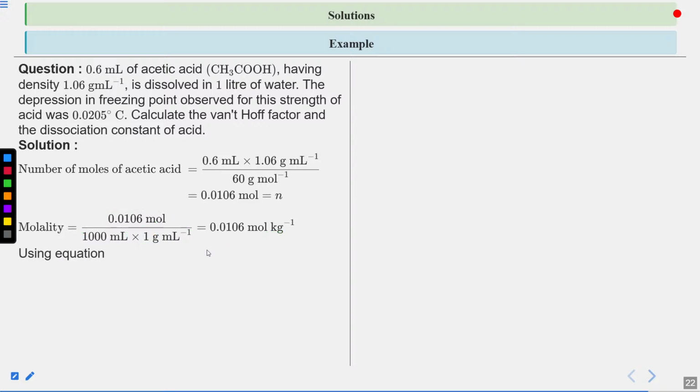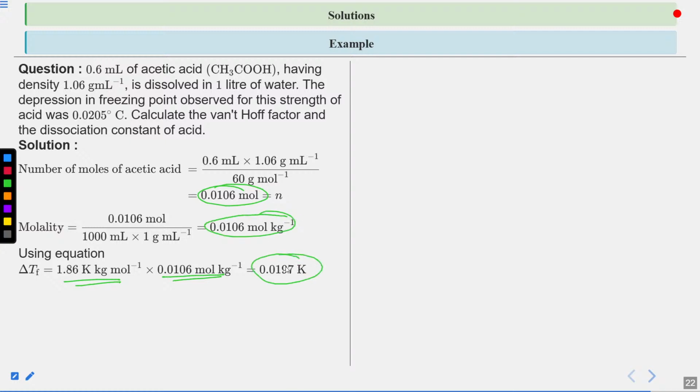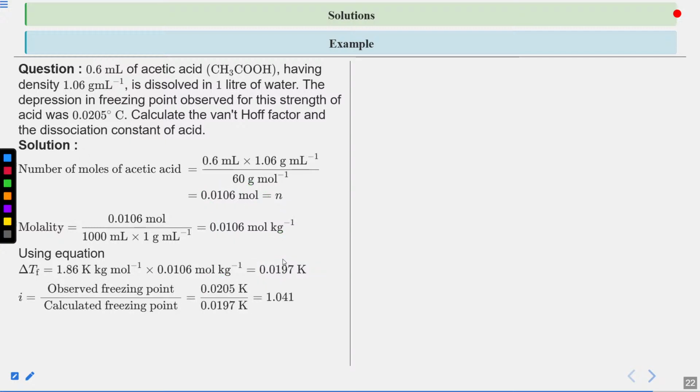Now using our equation, we can calculate our delta TF, which will be 1.86, the KF value, multiplied by the molality value, which will give you 0.0197 Kelvin. So this is your delta TF. So it was told earlier, I guess, that for the formula of depression in freezing point, we take molality, not the molarity, always.